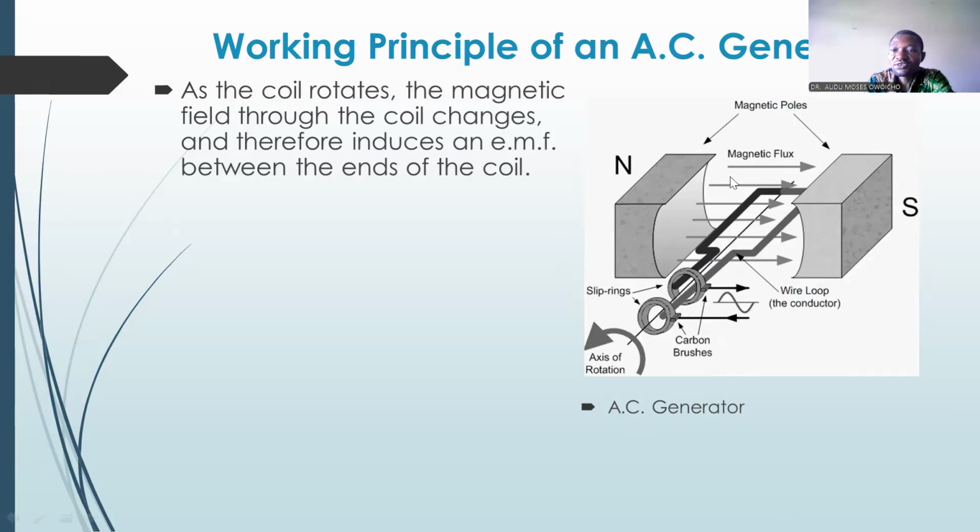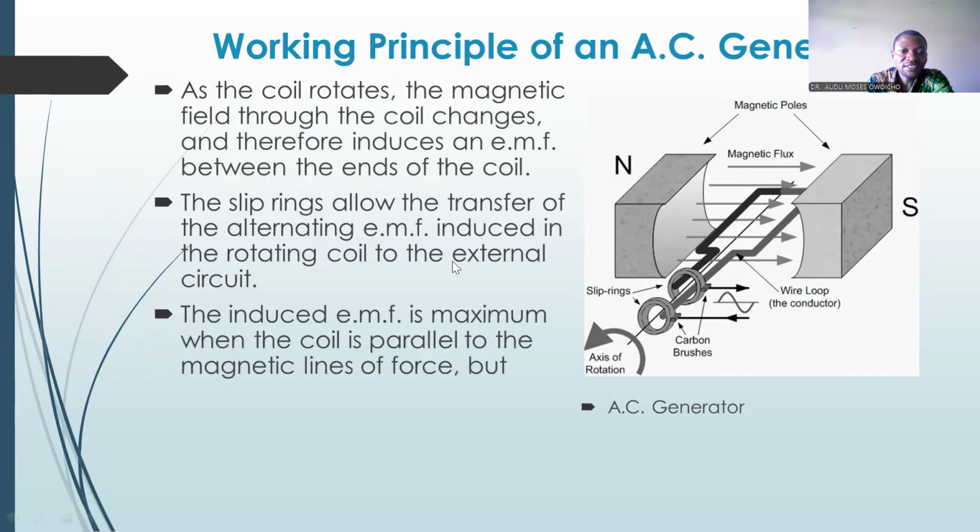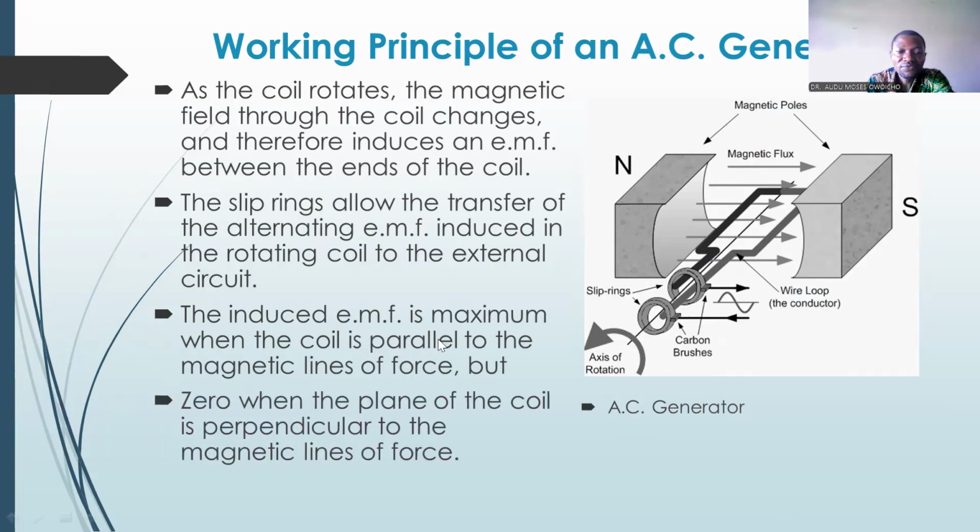As it rotates, it cuts through the magnetic flux, and the slip ring allows the transfer of the alternating EMF induced in the rotating coil to the external circuit. And the induced EMF is maximum when the coil is parallel, like we have here, to the magnetic line of force, but it is zero when it is perpendicular to it.